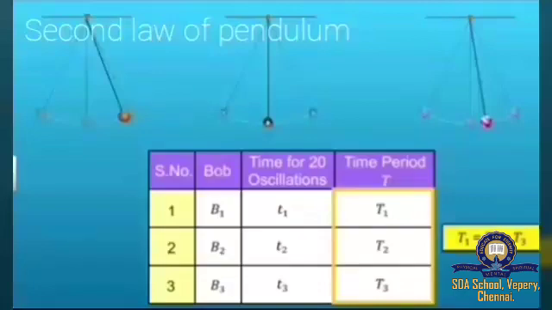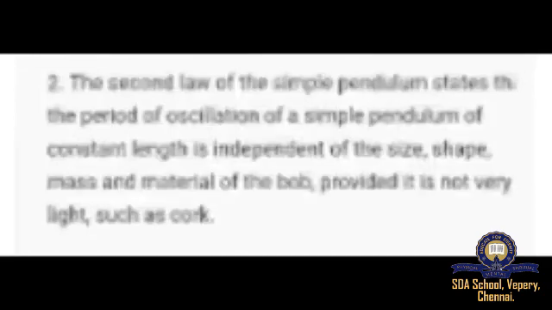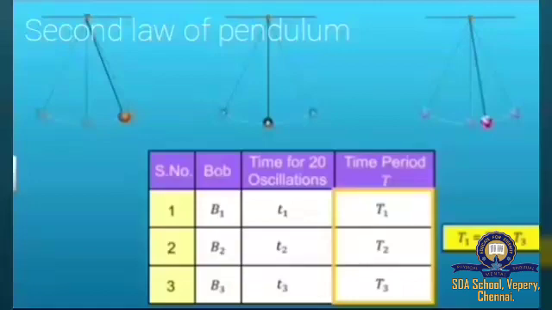of the bob. The second law of the simple pendulum states that the period of oscillation of a simple pendulum of constant length is independent of the size, shape, mass, and material of the bob.